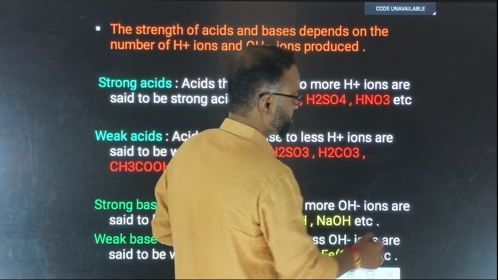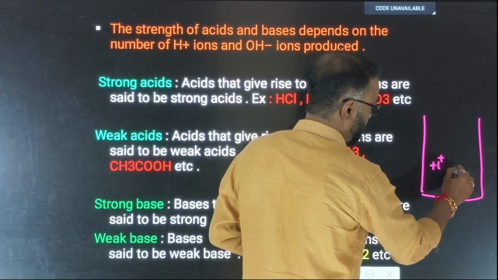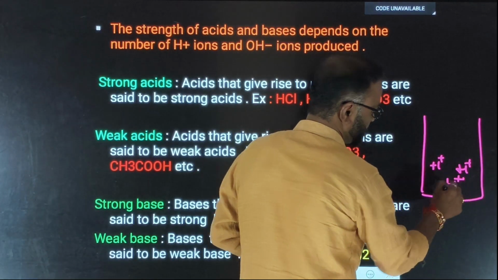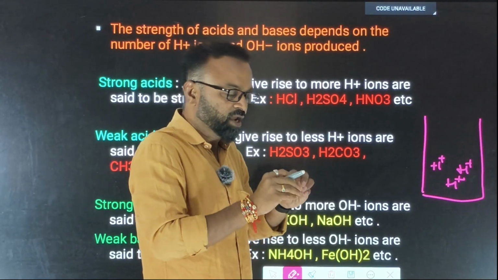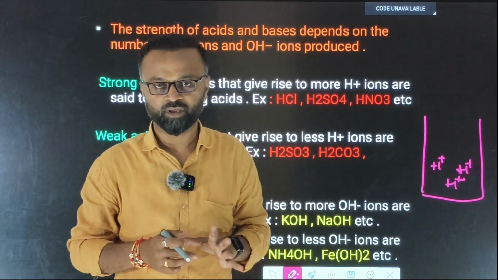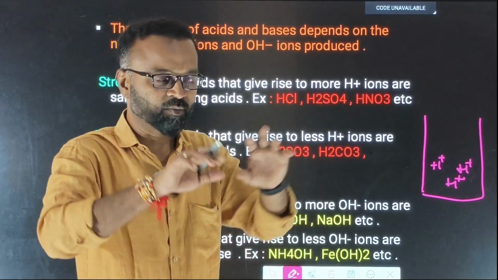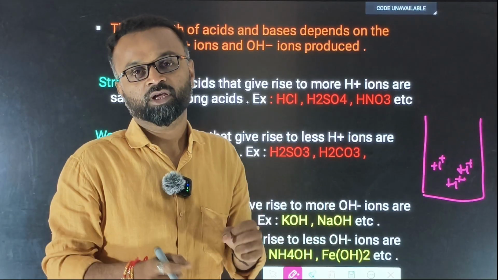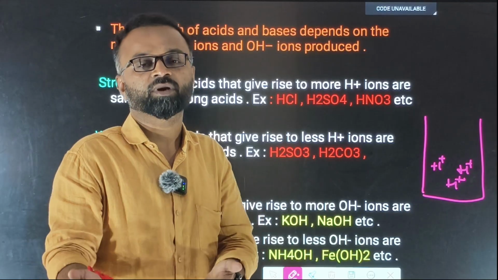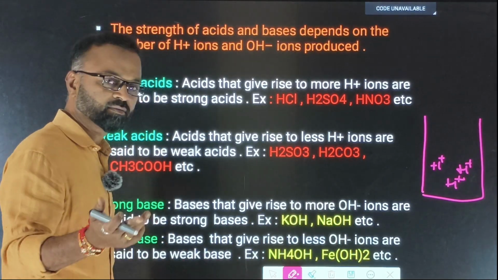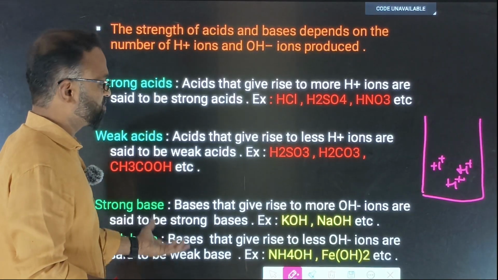Weak acid means what? What is happening in the weak acid? Out of 10 molecules of hydrochloric acid, only a few H plus ions are dissociating or being produced. Remaining incomplete. That means incomplete dissociation is happening. If today the teacher is giving homework, right? So if you write complete homework, you are a strong person. If you write here and there a little bit and try to skip the homework, that means you will become a weak student. That's how it will work. Yes or no? Yes.